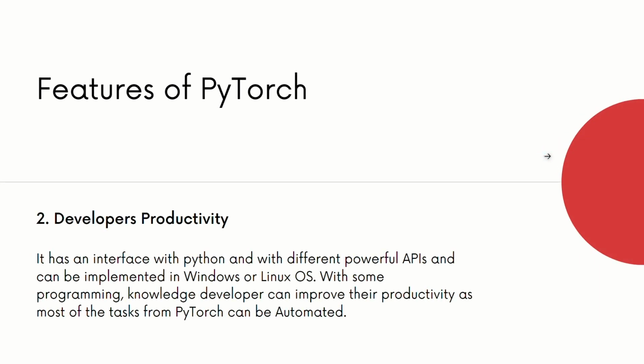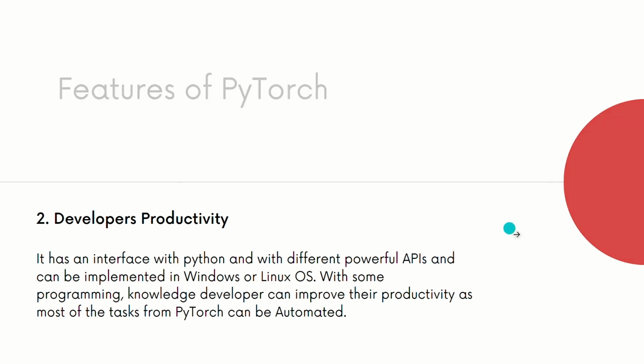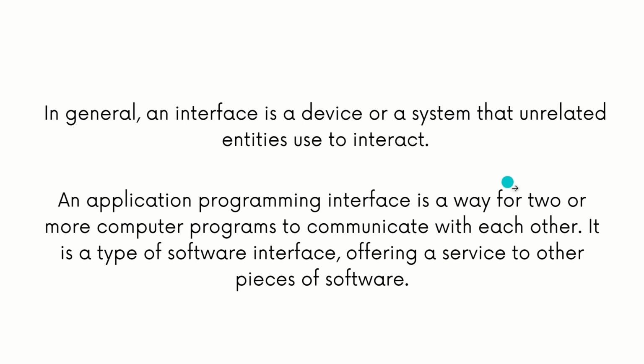So developer productivity. PyTorch has an interface with Python and with various powerful APIs, and it can be implemented on Windows or Linux as an operating system. So with some programming knowledge, a developer can improve their productivity, as most of the tasks from PyTorch can be automated. Now, what is an API? API is basically application programming interface.